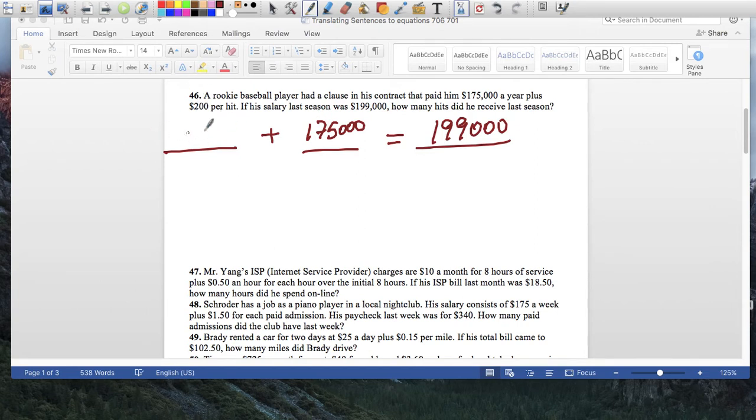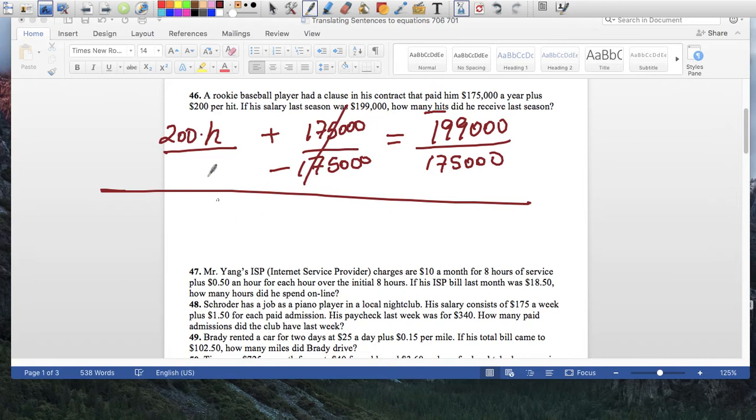Here's going to be a variable, and we want to know how many hits. So my unknown is hits, so H. What do we know about the hits? Every time he gets a hit, he gets $200. So the variable here is H, and it's being multiplied by 200. We can do our little story. By now, you should know that we're going to subtract 175 here minus 175 here. If we do that, these two are going to disappear. 200H is going to come down, and if I subtract this, I get 24,000.